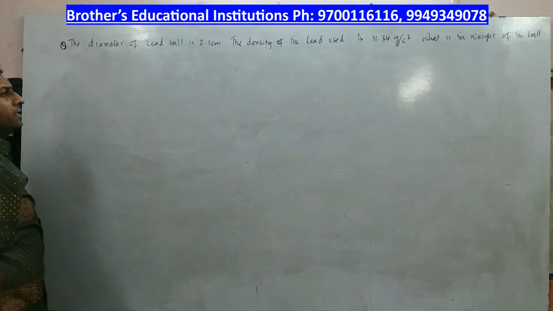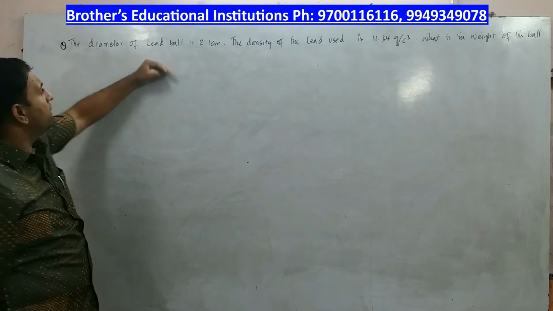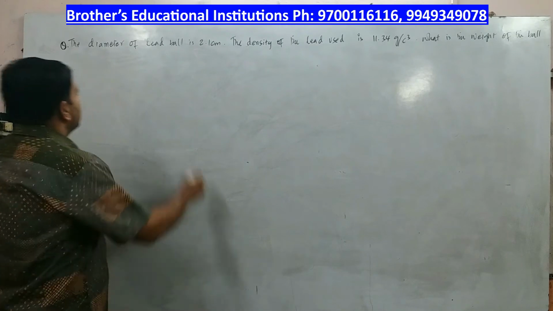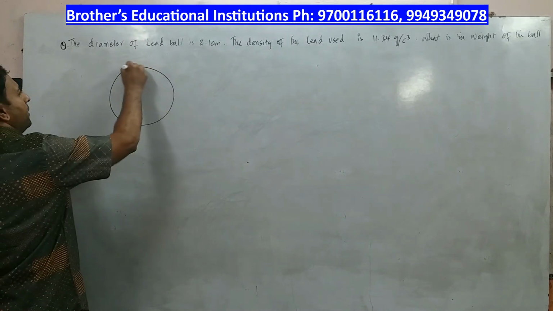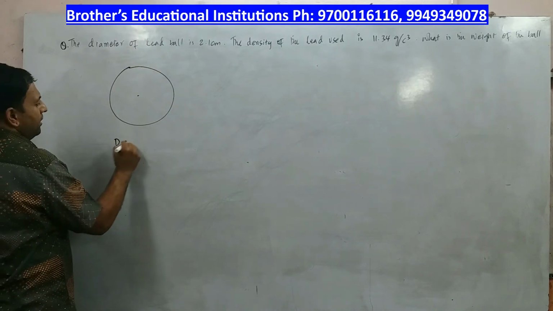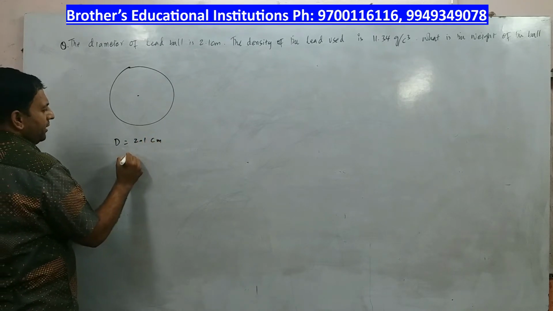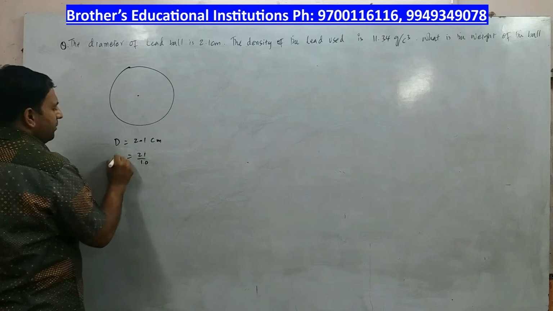Yes, children, let us move to the next question. The diameter of a lead ball is 2.1 centimeters. The lead ball is spherical in shape. Diameter is equal to 2.1 centimeters, so 2.1 centimeters means 21 by 10 centimeters is the diameter.